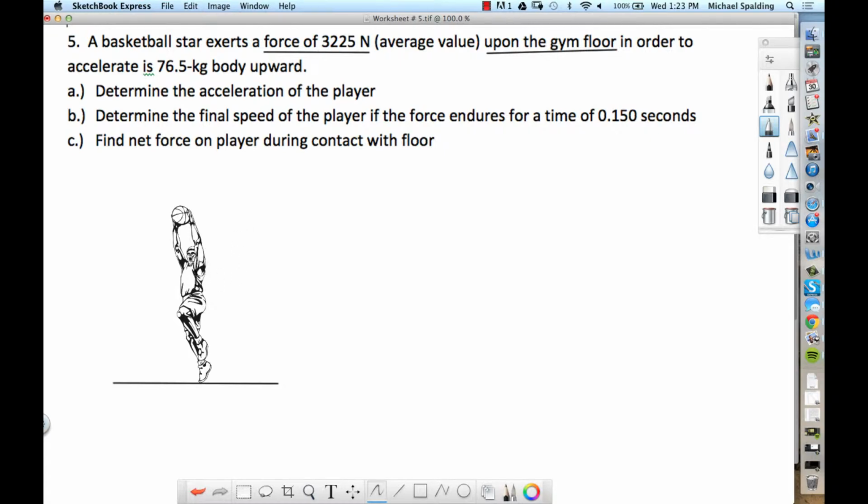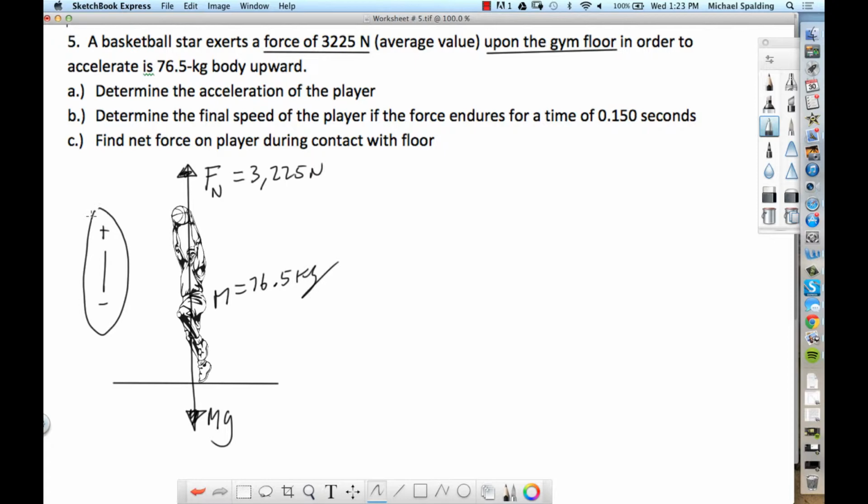So the force of the floor, by the way, what do we call the force of the floor acting on him? That's called the normal force. So the normal force on this guy is 3,225 newtons. And then the downward force is his weight, which is mg. We know his mass is 76.5 kilograms. Let's say that up is plus and down is minus.